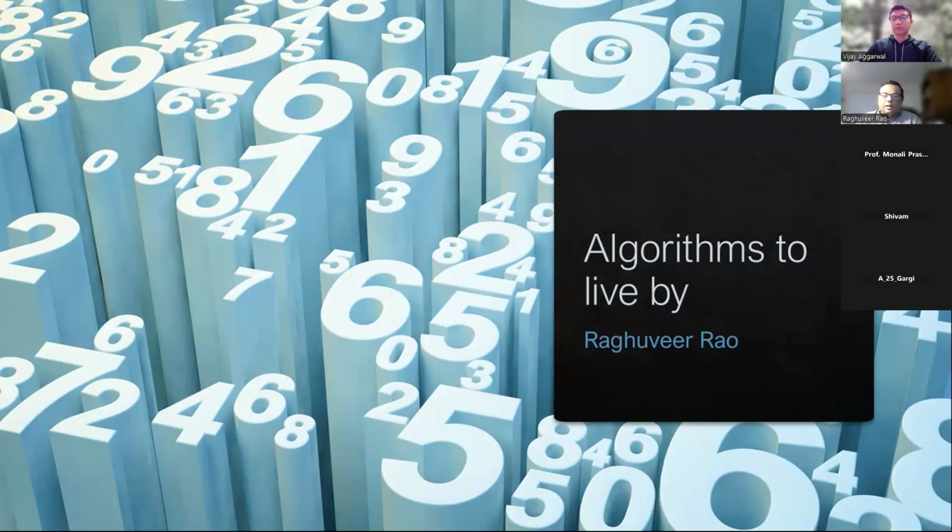Okay, so let's get started. This talk is primarily about algorithms and also how we can apply these algorithms in our daily lives. Usually we study theoretical aspects of algorithms, but sometimes trying to apply them to our daily lives or to real life problems may be a challenge. So this particular talk will try to address those challenges.